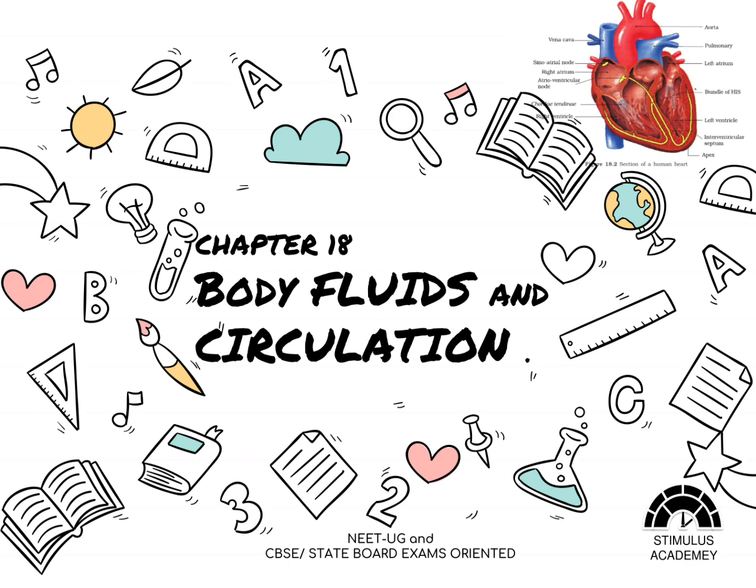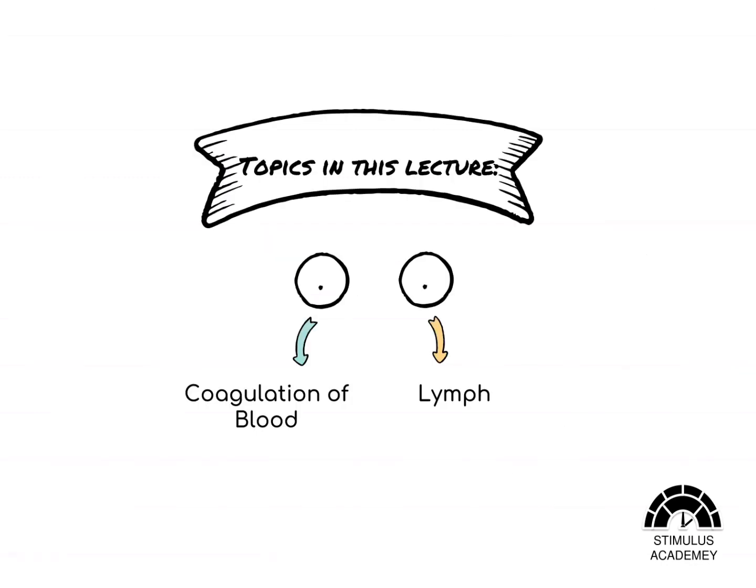Hello friends, we have completed 2 videos till now, including blood and its composition, blood groups, that is ABO system and RH system, and also we have covered a hot topic, erythroblastosis fetalis. Today we are going to study about coagulation of blood and lymph.